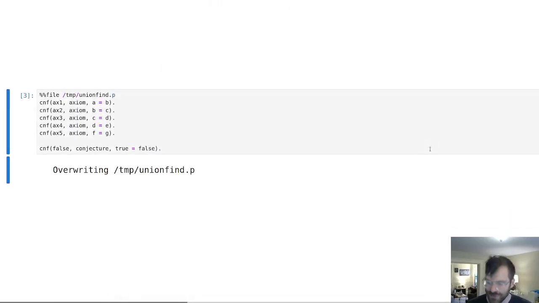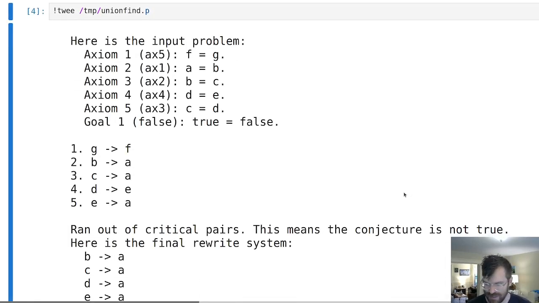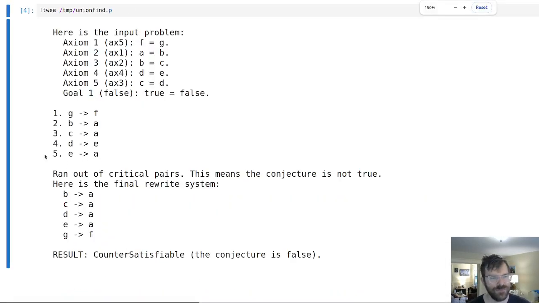So we can also do this in Twee, and I have it. So Twee is a union find solver if we want to use it that way. So I can assert a pile of ground atomic equations, A equals B, B equals C, C equals D, D equals E, F equals G. And then I can run it through Twee. And I get a resulting rewrite system down here. B rewrites to A, C rewrites to A, D rewrites to A, E rewrites to A. Those are all in the same equivalence class, and G rewrites to F.